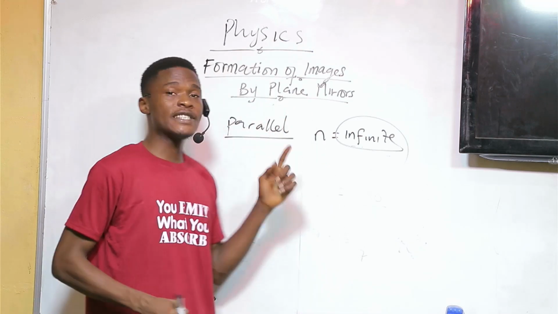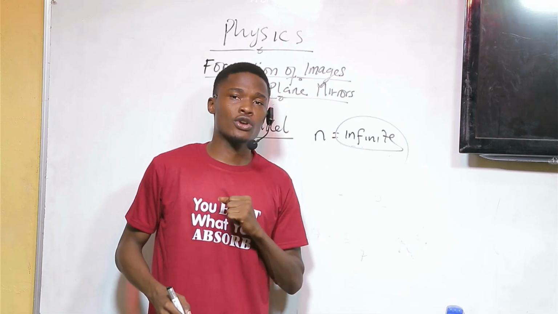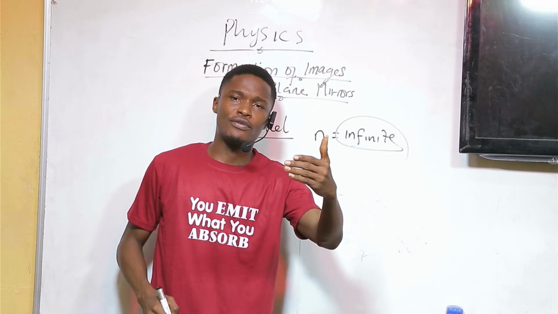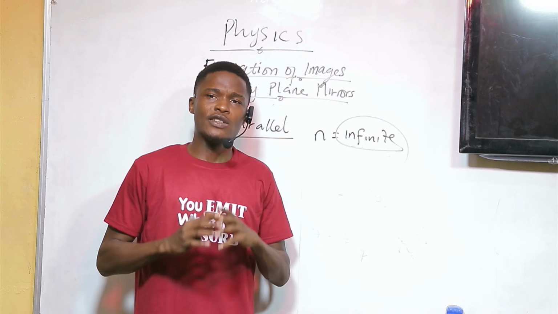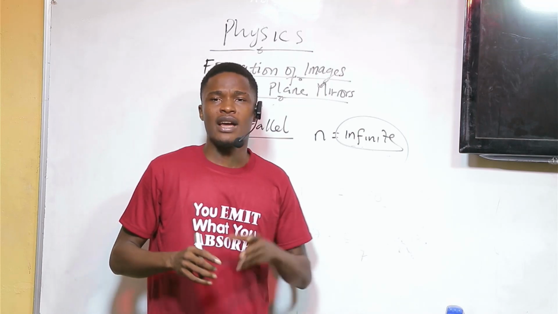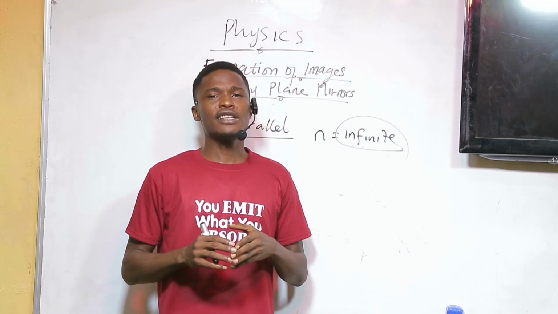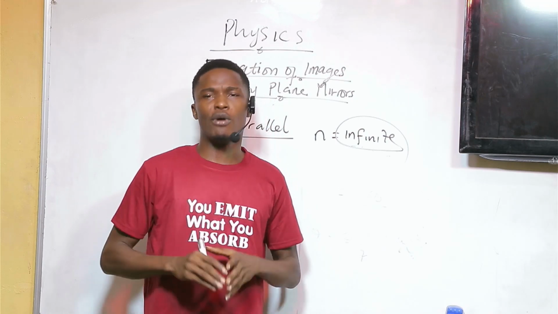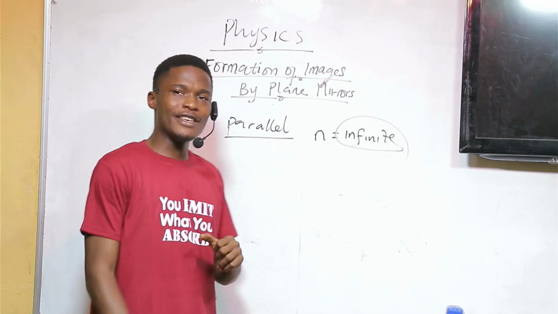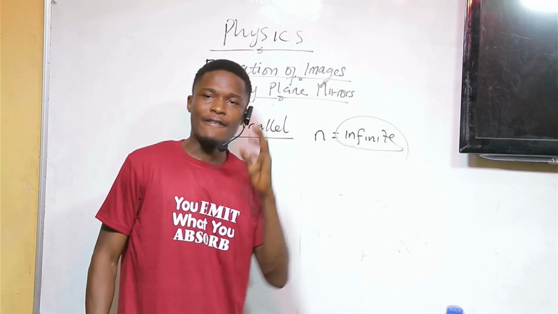This is exactly what you observe when you are in a barber's shop. You have a mirror in front of you and a mirror behind you. Since those two mirrors are not touching, the angle between them is approximately 0, and because the angle is approximately 0, you have an infinite number of images, meaning you will not be able to count the number of images that are formed.